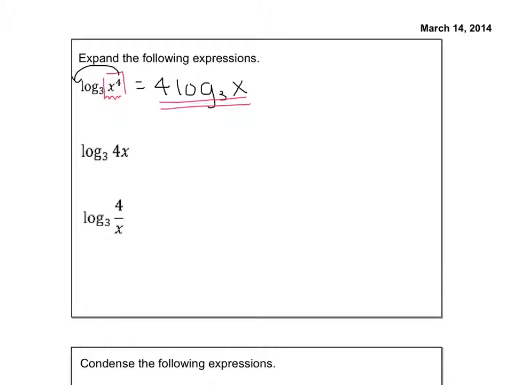In the next example, if I just look at that piece that's after the log, 4 times x, we learned that if you have multiplication, it changes into addition. So you have log base 3 of 4 plus log base 3 of x. And now you've expanded it as far as you possibly can. I don't have any powers, I don't have any multiplication, I don't have any division. So when you don't have any of that, you know you've expanded it as far as you possibly can, and you have your final answer.